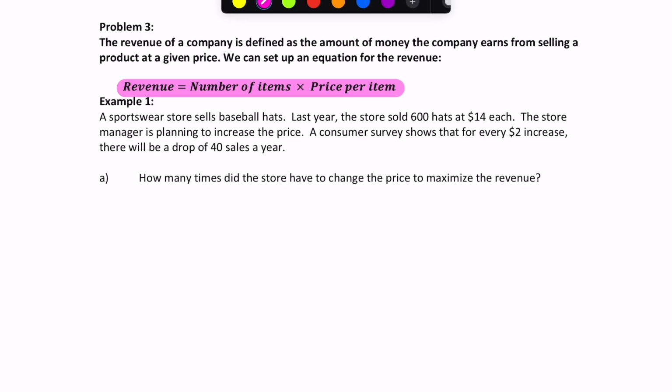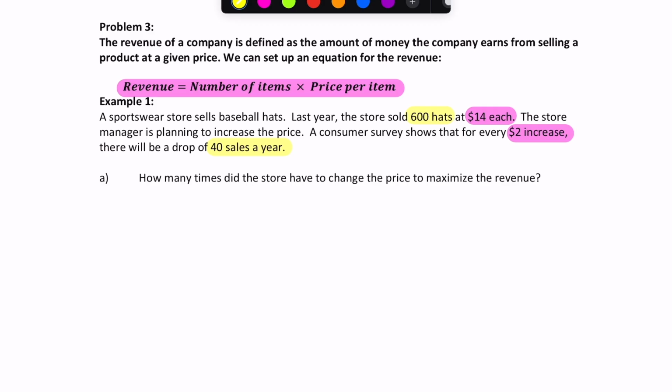So here it says a sportswear store sells baseball hats. Last year, the store sold 500 hats at $14 each. The store manager is planning to increase the price. The consumer survey shows that for every $2 increase, there'll be a drop of 40 sales per year.